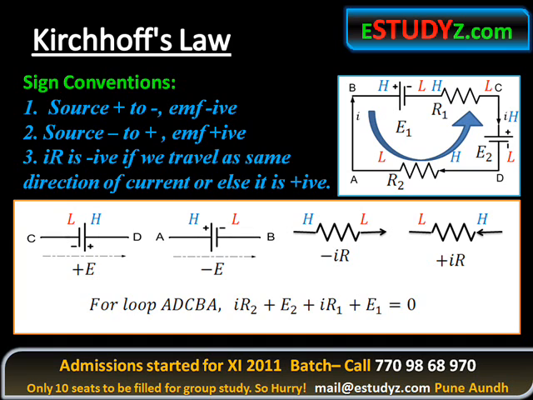So in the loop ADCB, IR2 is positive. We are traveling anti-clockwise from low to high against the flow of the current, so it is positive. E2, again we are going from low to high, so it is positive. IR1, we are traveling from low to high, again it is positive. And E1, again we are traveling from low to high, it is positive, which is equal to 0.